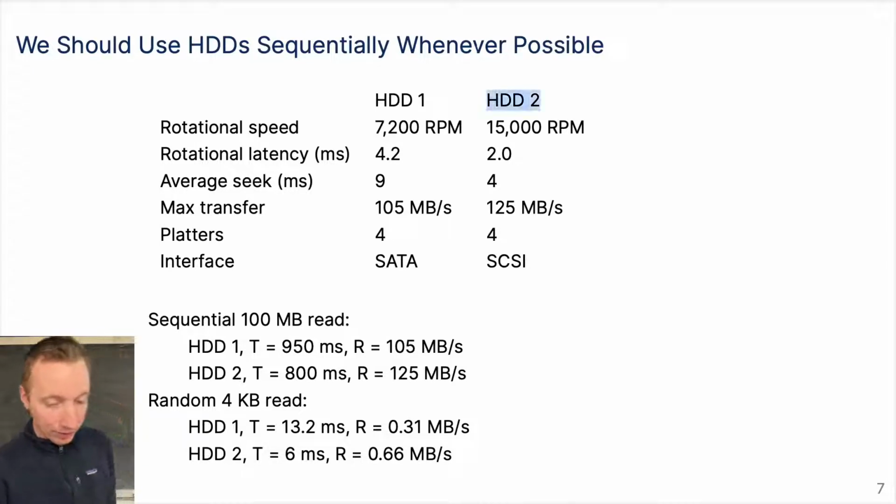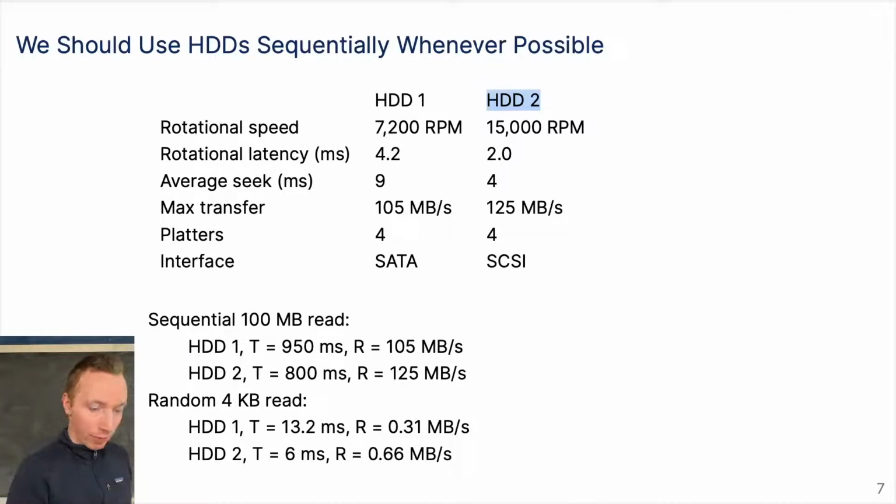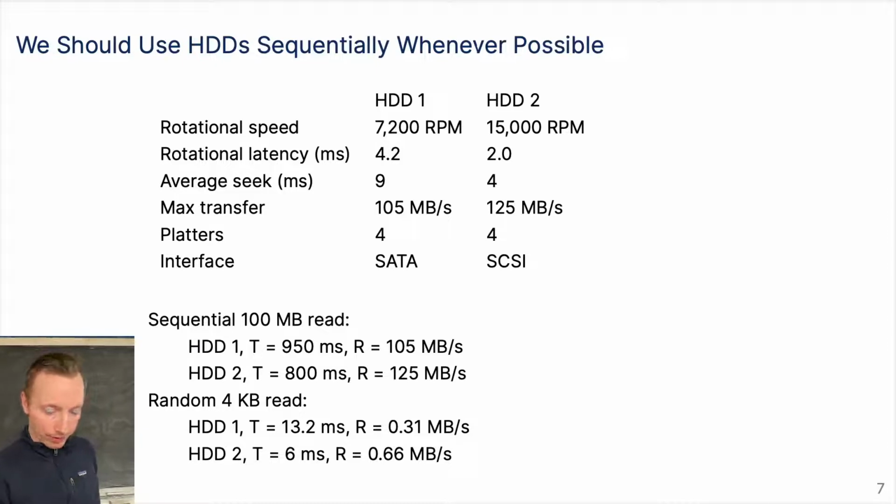And then like hard drive 2 would be a more enterprisey one that goes at 15,000 rotations per minute, so more than twice as fast, which would mean its rotational latency is only 2 milliseconds. Its average seek time would probably be more than twice as fast too, although they might not be related, so it'd be like 4 milliseconds, with a max transfer speed that's not that much different, like only 125 megabytes a second.